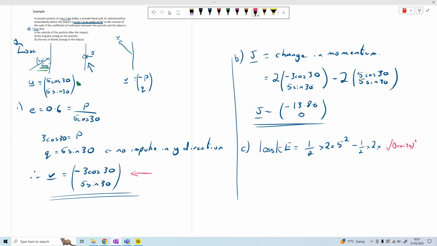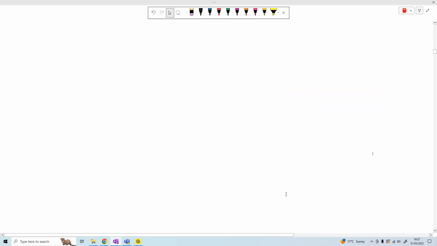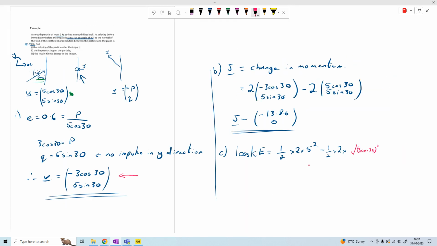Okay, let me zoom out a little bit. And then I'm going to add 5 sine 30 squared. I'm square rooting that, which gives me the length, and I'm going to square it again. Now we know that that square and square root are going to cancel each other out, but we'll write them in just to prove the point of what I'm doing. Okay, gives me 12 joules. So I'm going to lose 12 joules of kinetic energy.